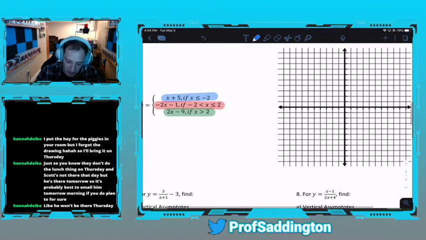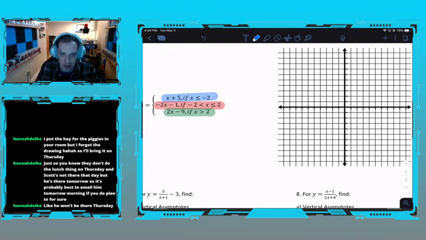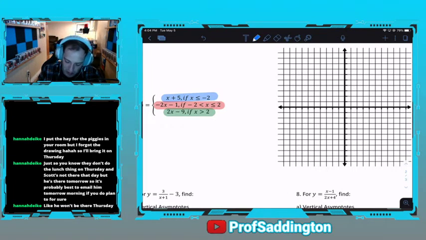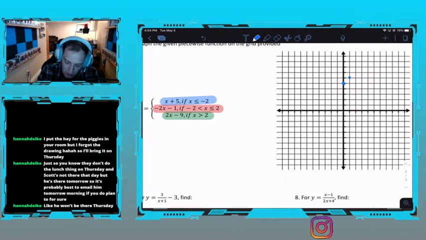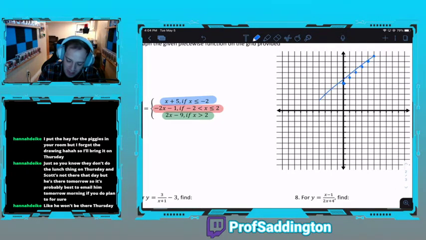So the first equation is x plus 5. I'm just going to graph it like I normally do. The y-intercept is at 5, so I'm going to put a dot up at 5. And the slope is up 1 over 1. So I am graphing this entire line.